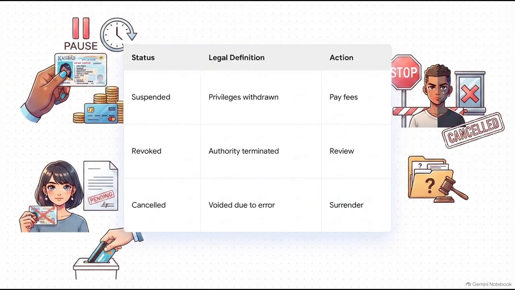On the flip side, you might run into some penalty statuses. If it says suspended, that means your privileges are temporarily withdrawn. Revoked is definitely more severe. Your driving authority is completely terminated, and that's going to require a lengthy administrative review to sort out. And if you see canceled, it usually means your license was voided due to incomplete applications or erroneous data. In that case, you have to surrender the non-compliant credential and go fix the paperwork.